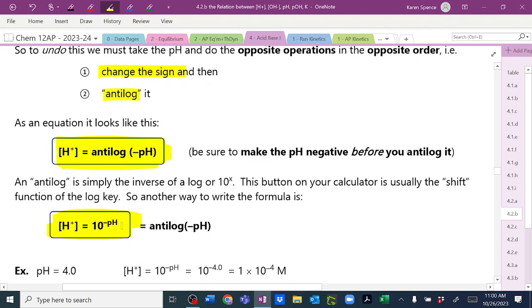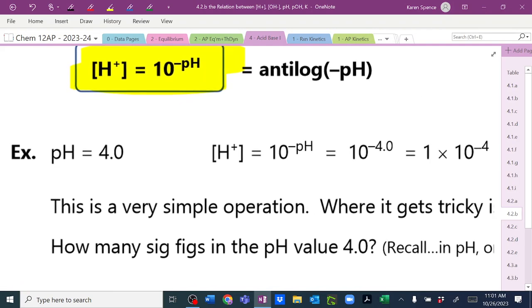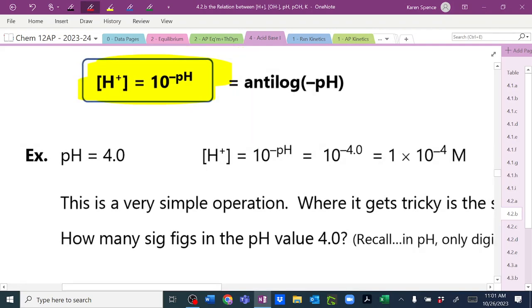Now we also have to take into account sig figs. Can't forget the sig figs. pH is 4.0. How many sig figs in pH 4.0? 1, right? Because we only count after the decimal.